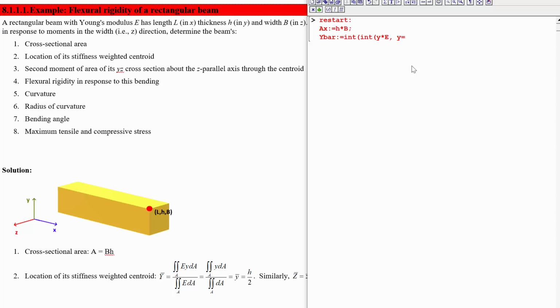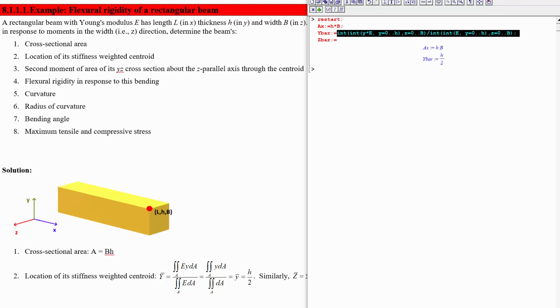So we'll go y equals 0 to H, and then the Z is going to be integrated from 0 to B. And we're going to divide this by just the integral of not y, but the integral of 1 times E. It's a weighted average integral. So the E is not going to matter. It cancels out of the numerator and denominator, and we should end up with y by the maximum y, which is H, divided by 2. Aha, got it. Similarly, we can figure out z bar.